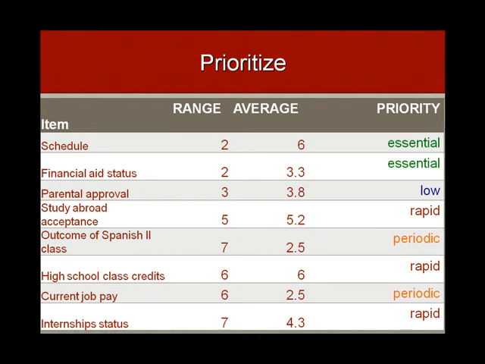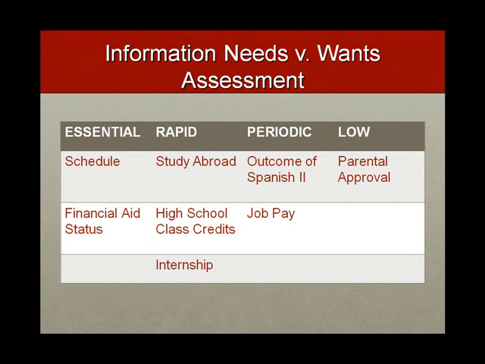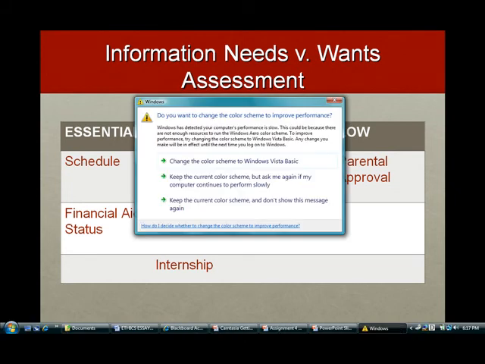Items having a low average and small range are considered low priority. Items having wide range and low average are important to some issues and are to be assessed periodically. From the data collected in the example, it can be seen that some information is needed across decisions, and some information is needed in some but not other decisions. Schedule and financial aid status.